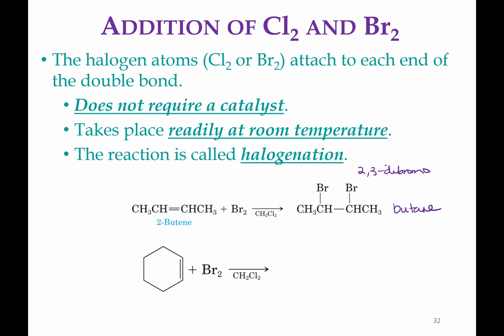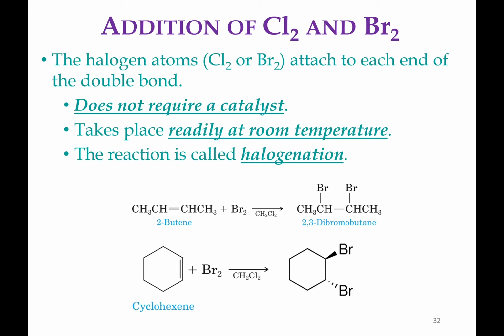So our product would be 2,3-dibromobutane. Here, same thing. Doesn't matter if it's a ring or not. We're going to get a bromine here, and no double bond. So we're going to end up with 1,2-dibromo. Let's see, we start with cyclohexene and bromine, and we end up with 1,2-dibromocyclohexane, right? I'm just seeing if you guys are going along with me.